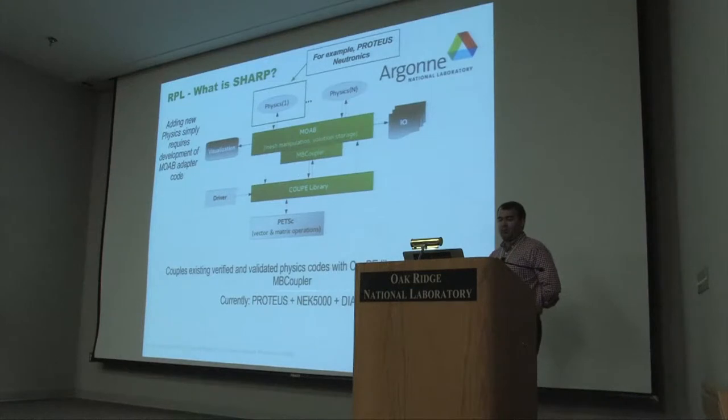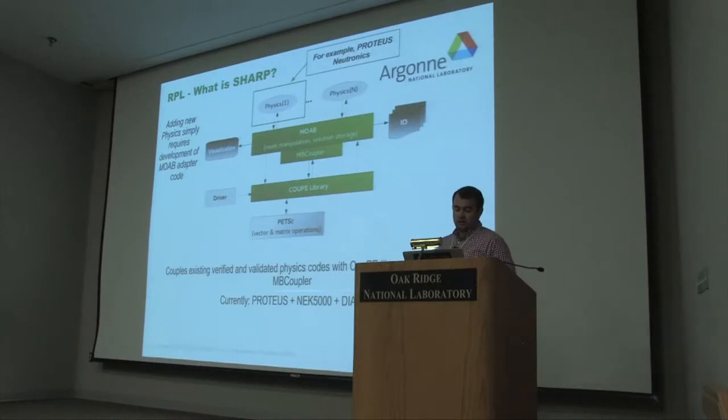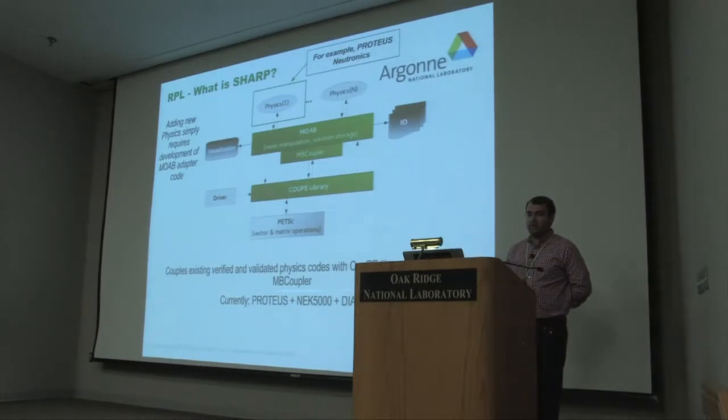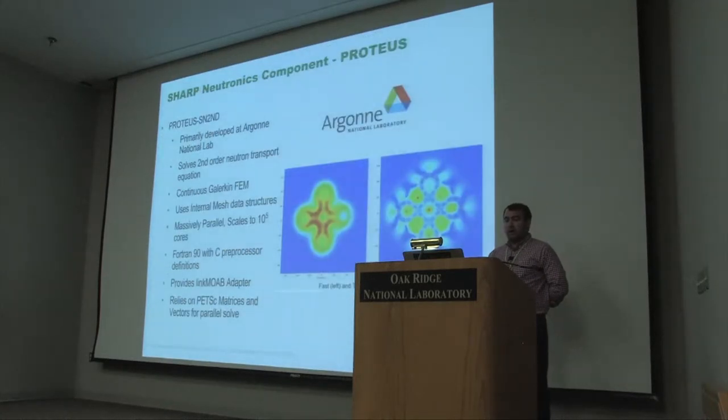Basically, currently SHARP just couples these three applications, Proteus, NEK5000, and Diablo, to do neutronics, fluid dynamics, and structural mechanics, okay? Real quick, just a brief overview so you know what Proteus is trying to do.